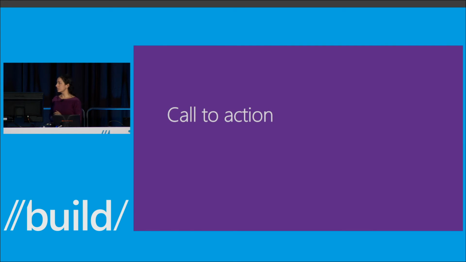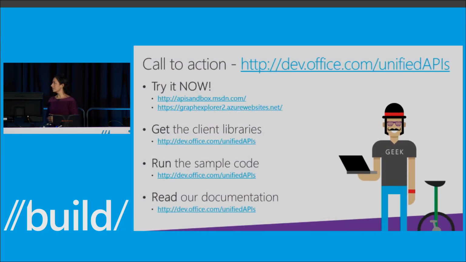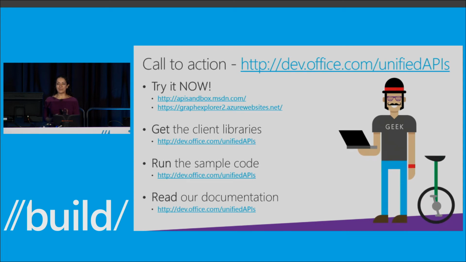So now, with a call to action, here's what you can do right now after you leave this room. You can go to dev.office.com/unified APIs and get all the information on the unified endpoint. There are 2 ways in which you can try and play with the API right now. One is using the API sandbox, which is an awesome way to try out some code. I'm going to show it. And there is the Graph Explorer, the one that I showed in the demos at the beginning of the session.